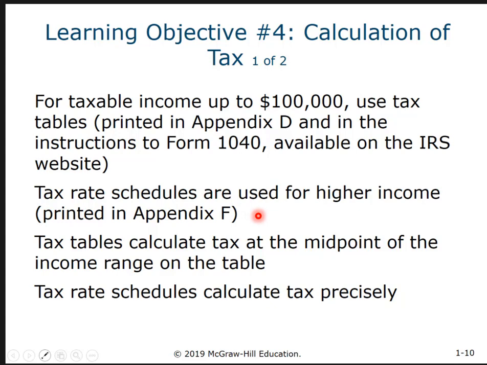For higher income, anything over $100,000 of taxable income, you can't use the tax tables anymore, because the tax tables only go up to $100,000. You use a tax rate schedule, which gives you a formula to calculate based on the tax owed on the income below your current tax bracket, plus the tax on the income within the current bracket you're in. There are some examples in your textbook of how to calculate that, and we'll work on that in your homework.